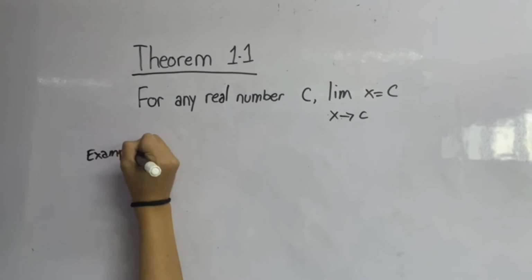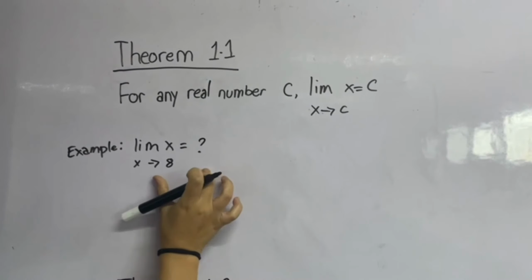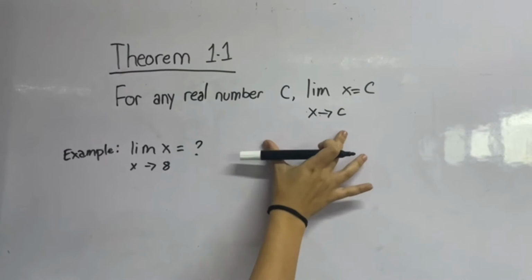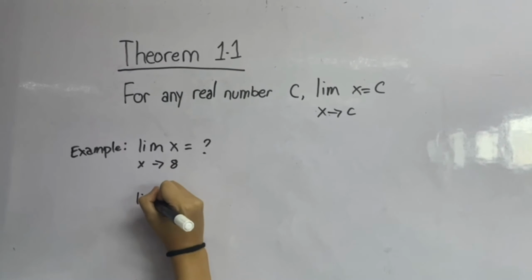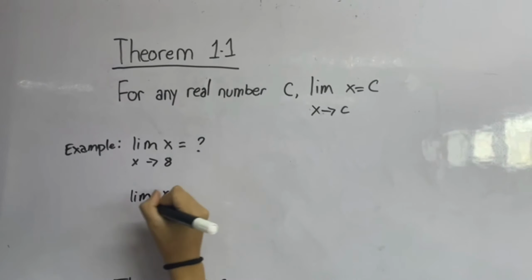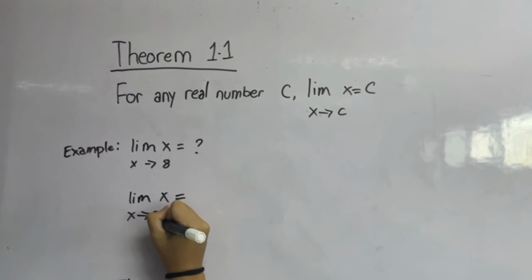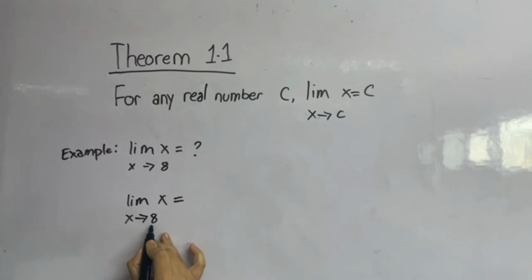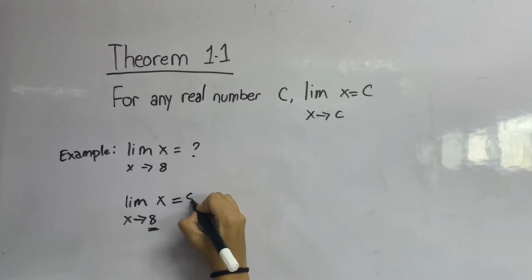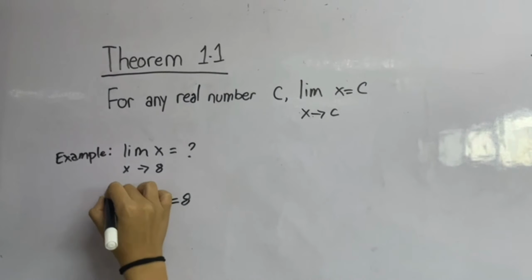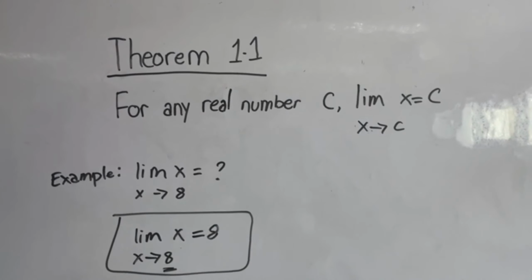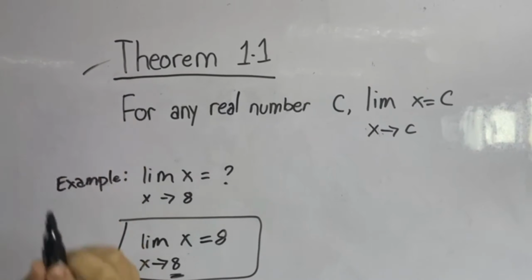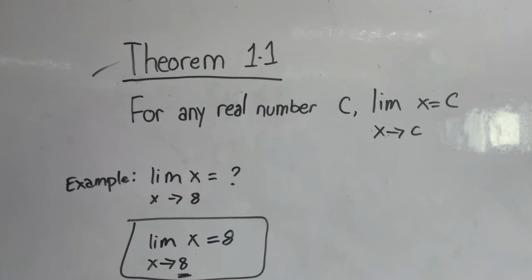Here is our example. In this equation, we will use theorem 1.1, which states that the limit is equal to the value as x is approaching 2, which is 8. And that is our final answer. As simple as that, we are done with our theorem 1.1.